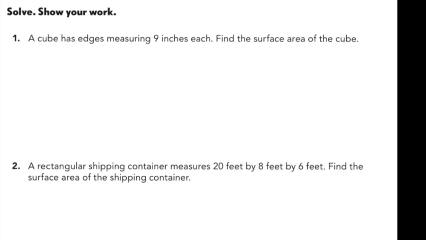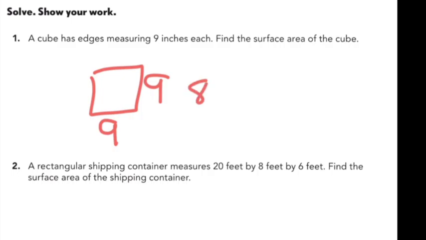Okay, boys and girls. So the first one is for 12-2. A cube has edges measuring 9 inches, and we need to find the surface area. So again, the surface area, if you think about a net, there's 6 sides to the cube. Each side of the cube is 9 by 9, so each face is 81 square inches because it's 9 times 9. So this is 81 inches squared, but we have to multiply that by 6.